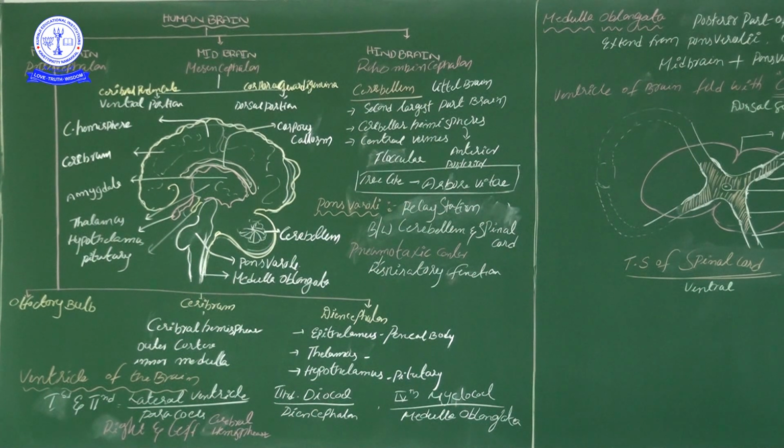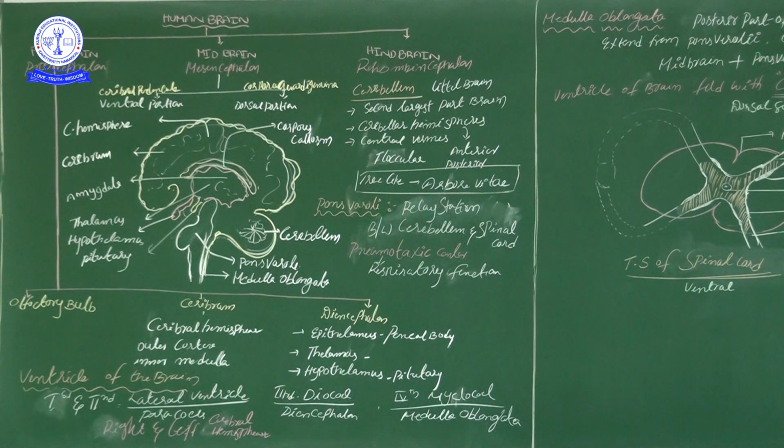Then the other one is for audible. So the midbrain functions are visual and then auditory functions respectively. Okay, that is the midbrain.